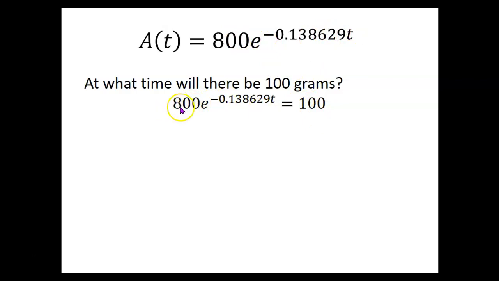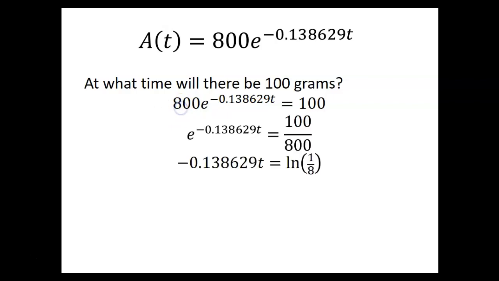To do that, we divide both sides by 800, take natural logs of both sides, and then divide both sides by that number in front of the t, and we end up with t equals 15. So that's the answer. After 15 years, there will be 100 grams.